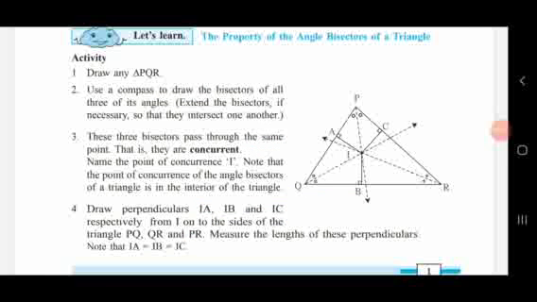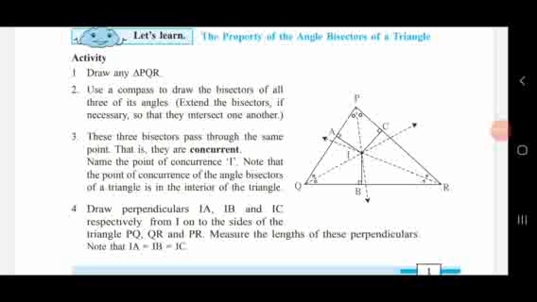Now we are going to learn the property of angle bisectors of triangle. We know that triangle has three angles at its interior. So if all three angles are bisected, then what we will get we will see. First we have to draw one triangle. For that, any triangle of any measure, it may be obtuse, acute or right angle.